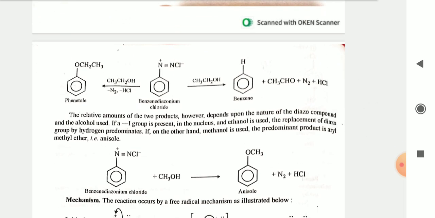Benzene diazonium chloride in the presence of CH3CH2OH will give phenolate, and in the presence of CH3CH2OH, it will give benzene. The relative amounts of the two products, however, depend upon the nature of the diazo compound and the alcohol used. If an alkyl group is present in the nucleus and ethanol is used, the replacement of the diazo group by hydrogen predominates. If, on the other hand, methanol is used, the predominant product is aryl methyl ether. Example: anisole. Benzene diazonium chloride plus CH3OH will give anisole.